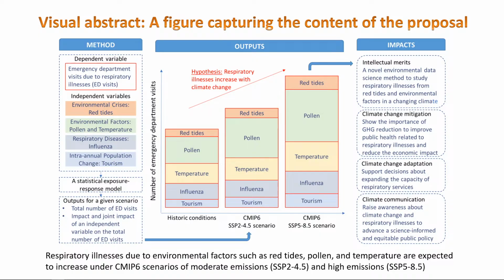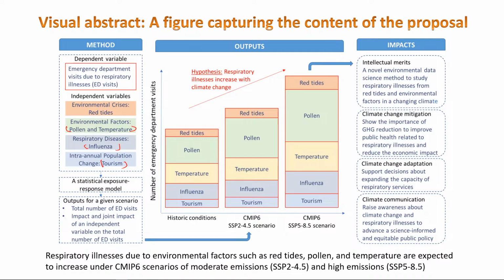Okay. Let's look at another example, and I think this is the last thing that I have here for this lesson. Visual abstract, a figure capturing the content of the proposal. So here I'm capturing the content of the proposal. I have a method, I have an output, and I have an impact. Here I am showing my method. This is my dependent variable, emergency department visits over respiratory illnesses. The inputs are environmental crisis like red tide, environmental factors, pollen and temperature, respiratory disease, influenza, and interannual population change like tourism. So I will input all these into a statistical model.